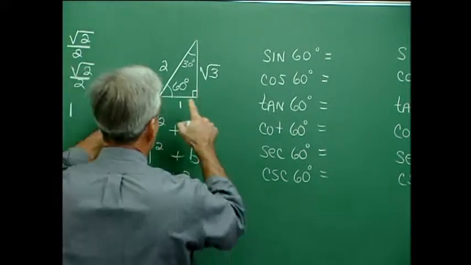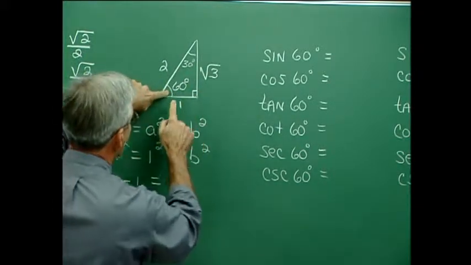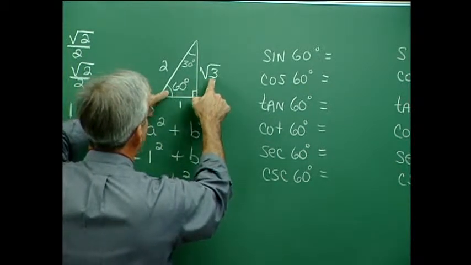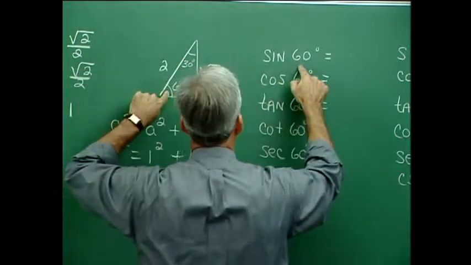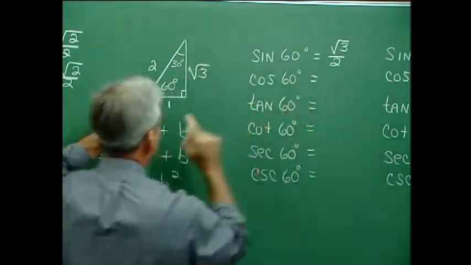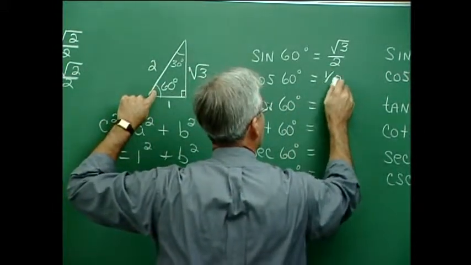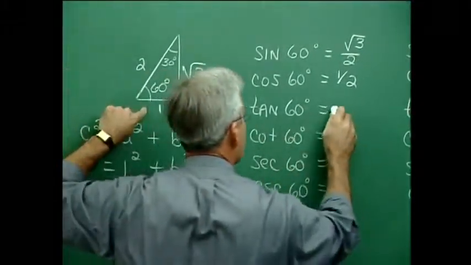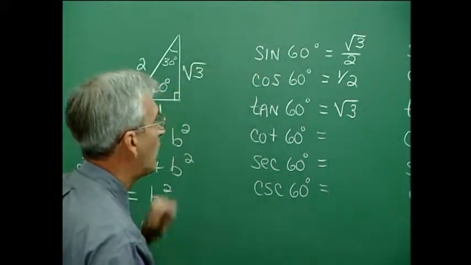We have, from the perspective of the 60-degree angle, and we're going to do both of them here for this little reference triangle, for the 60-degree angle, the sine is the square root of 3 over 2, opposite over hypotenuse. So sine of 60 degrees, square root of 3 over 2. Cosine of 60 degrees, that's 1 over 2, 1/2. The tangent of 60 degrees, square root of 3 over 1, square root of 3. The others are reciprocals of the ones above.